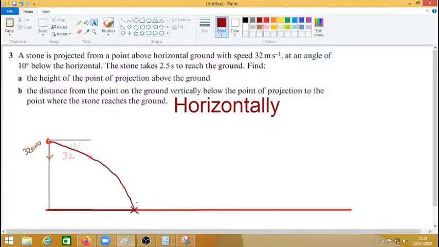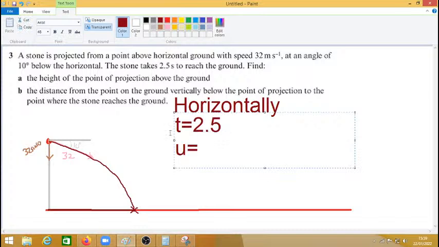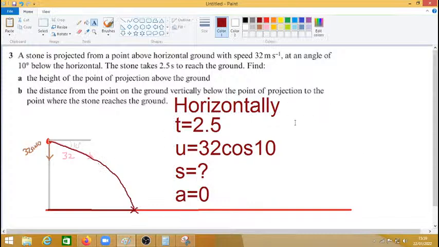Got to be thinking at the point that it hits the ground, what do we know? At the point it hits the ground going horizontally, then we know the time is equal to 2.5. What was the initial velocity? Back to the beginning, the initial velocity was 32 sine 10 going down, so it'd be 32 cos 10 going across horizontally. Acceleration is 0, no acceleration going across. We know that s is what we want to try and find. So, and acceleration is 0. So let's put that into the formula.